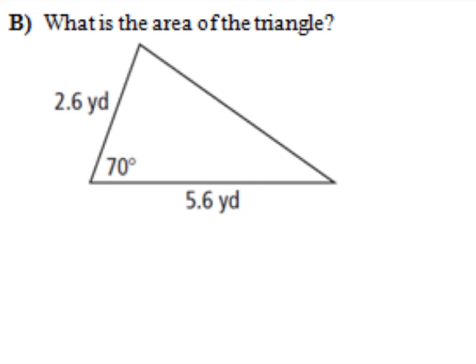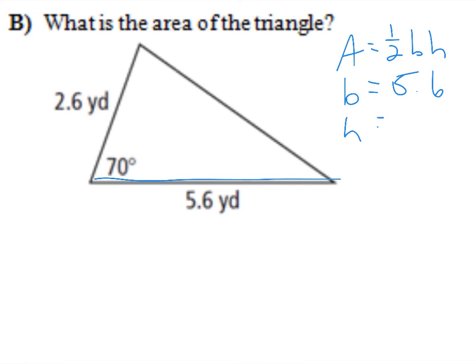Our last example for this lesson, we've got another triangle. So again, I'm going to have my area formula, 1/2 base times height. I do know my base, it's 5.6. I don't know my height, so I'm going to draw in my height here, making a 90-degree angle. I'm going to label it as x. So I'm given this 70-degree angle here.